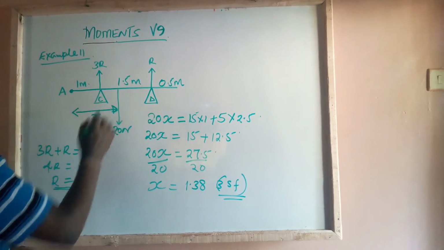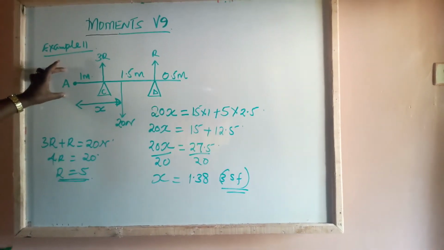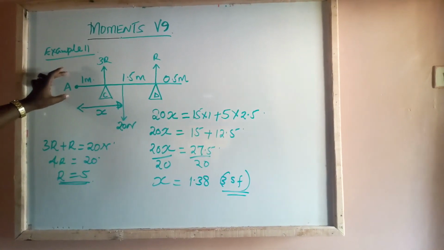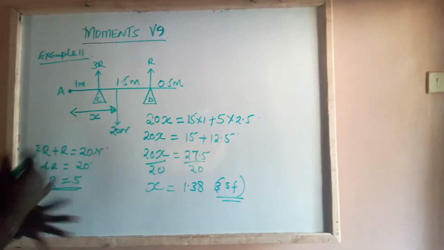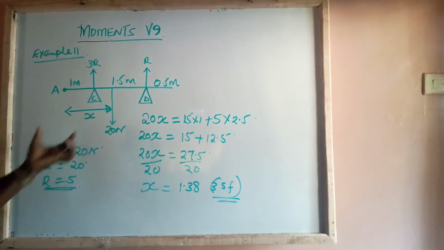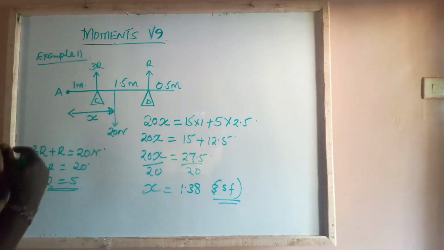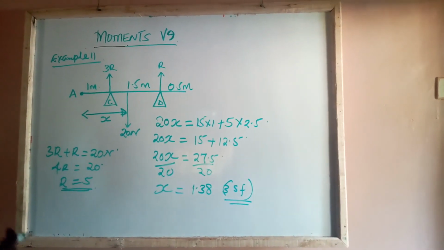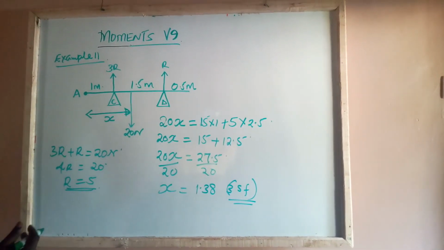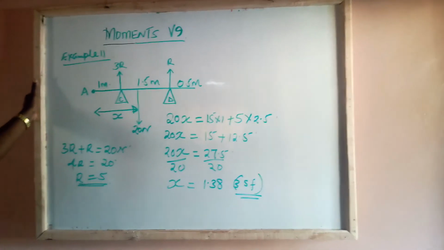And the reason why we had to take A as the point of rotation is to avoid further substitution if we happened to place x elsewhere. But now that our x is directly where we need it, we can get our final value of x as 1.38, which is the answer we are expected to give. All right?